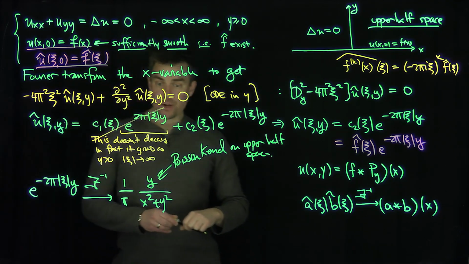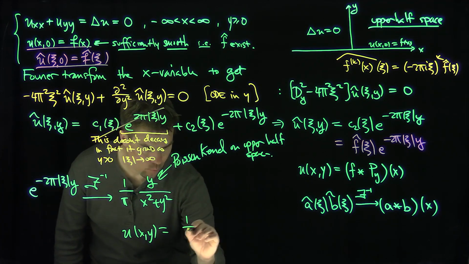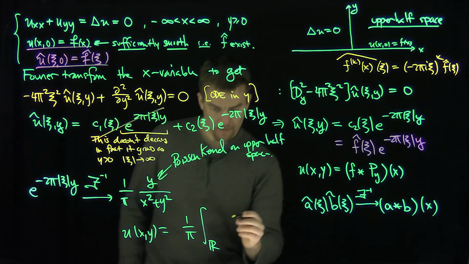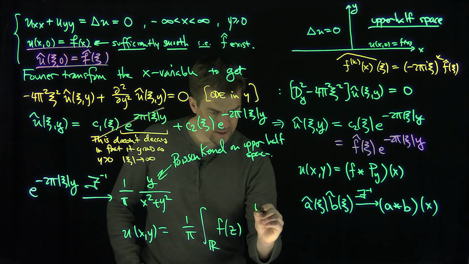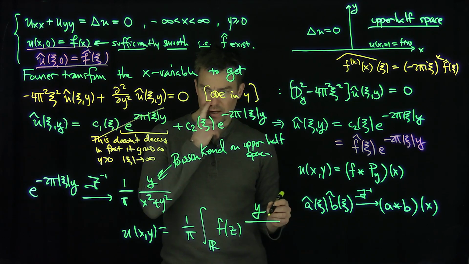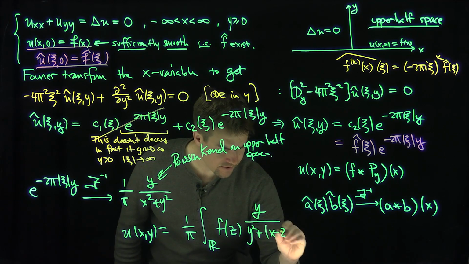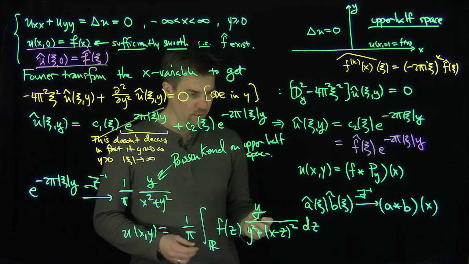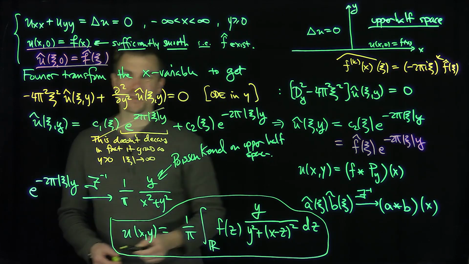Beautiful. And so now we're done. Our solution u of x and y is going to be 1 over pi, the integral over R of f of z, that's my initial condition, times y, where y is fixed, over y squared plus x minus z quantity squared, dz. We're doing the convolution with respect to the x variable. And this is our Poisson representation formula. So this is our harmonic representation formula for the solution of the Laplace equation on the upper half space. Thank you very much.